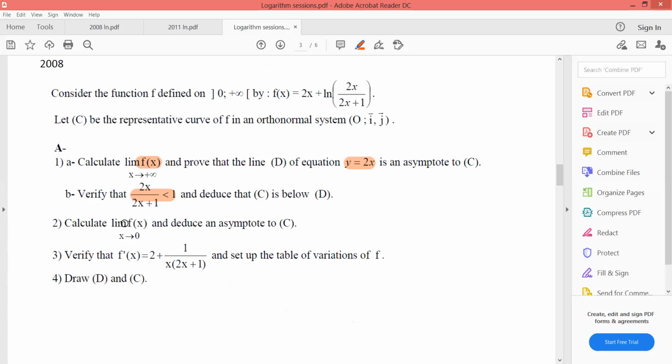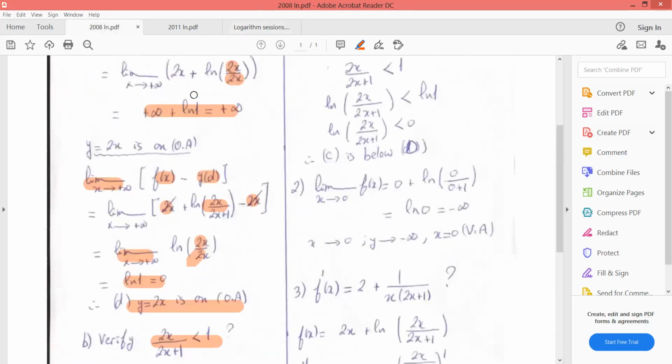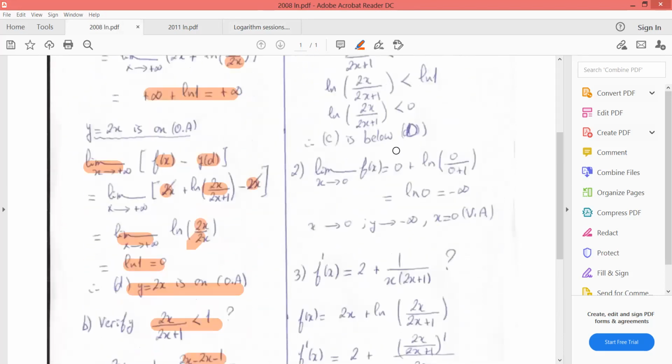How to calculate the limit as x tends to 0 of f(x)? If we replace x by 0, what do you get? Minus infinity. So the limit as x tends to 0 of f(x) minus y_d: we proved that it is negative. So C is below D.